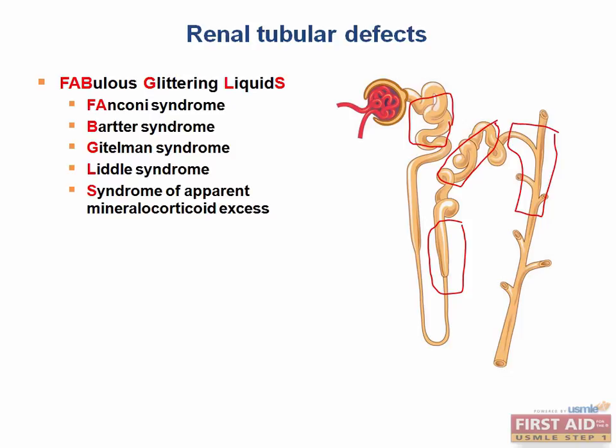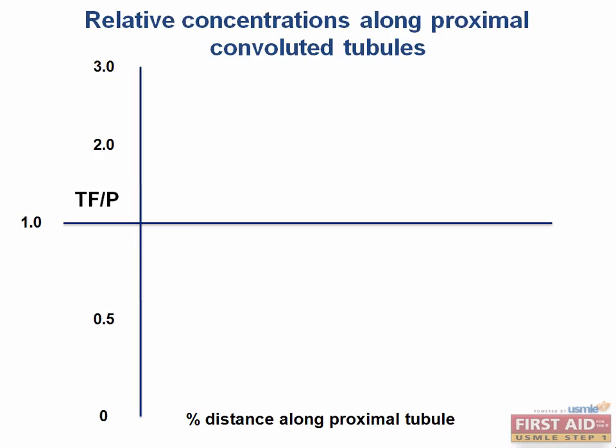Now, step 1 probably won't be interested in having you memorize the exact genetics of these disorders, but it will be interested in testing you on the signs and symptoms of the patients with these conditions, such as hypokalemia in Bartter syndrome or hypertension in Liddle syndrome. Let's move on to see how solute concentration changes along the proximal tubule.